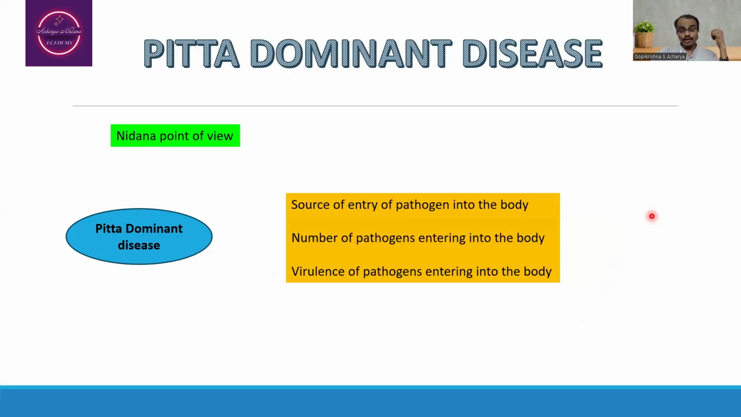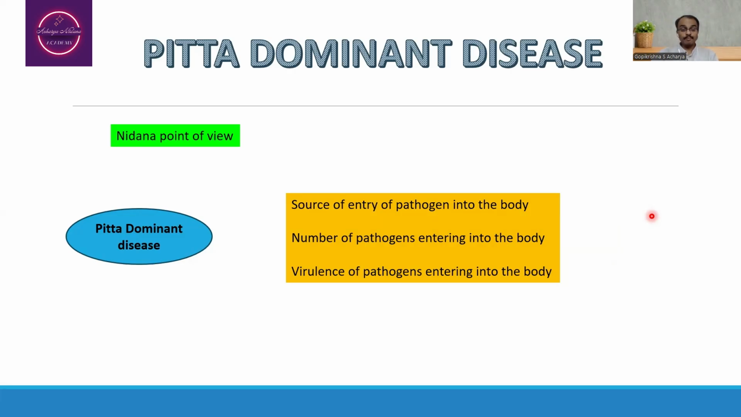As far as the Nidana point of view, the source of entry of the pathogen into the body plays a major role in determining the Pitta dosha vitiation in the body. The number of pathogens entering the human body and the virulence of the pathogens entering the human body, all of them are going to decide the abnormal Pitta dosha increase in the body.